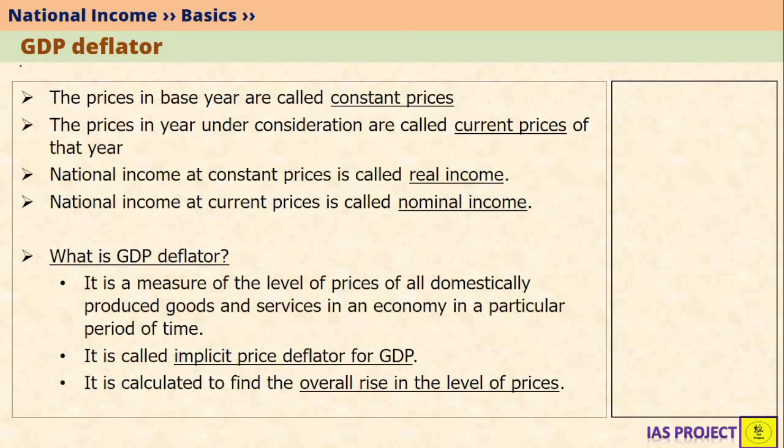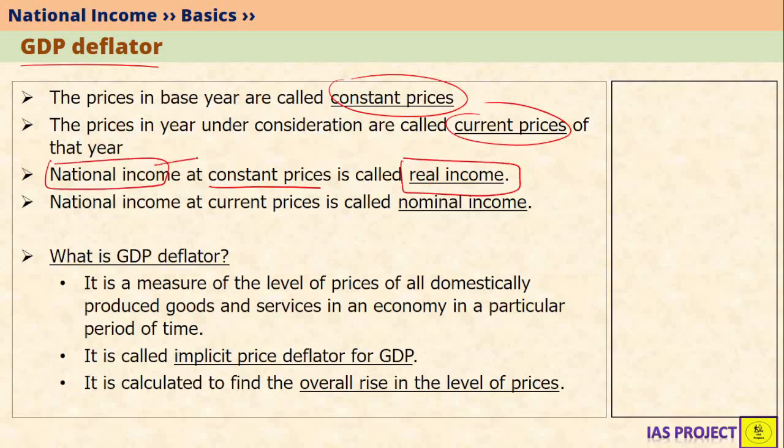Let's talk about GDP deflator. We know that prices in base year are called as constant prices. Similarly, prices in the year under consideration are called as current prices of that year. So if we calculate national income using constant prices, it is called as real income or real national income. So if the national income is measured in terms of products and services value, then we get GDP.